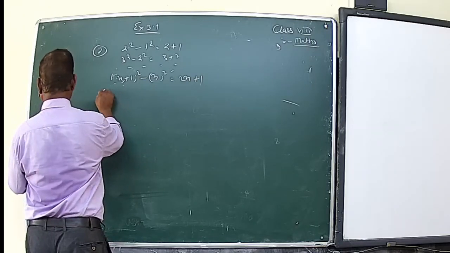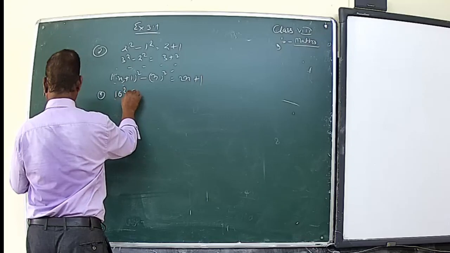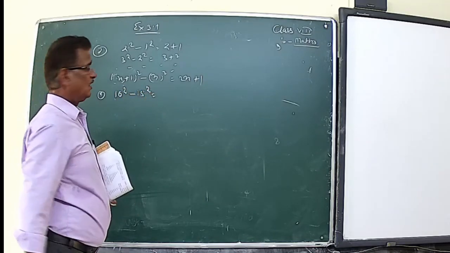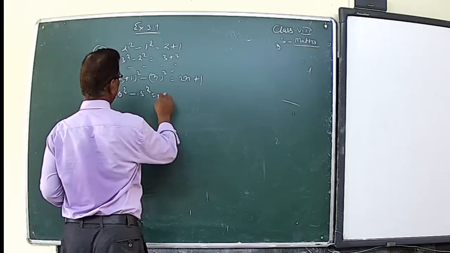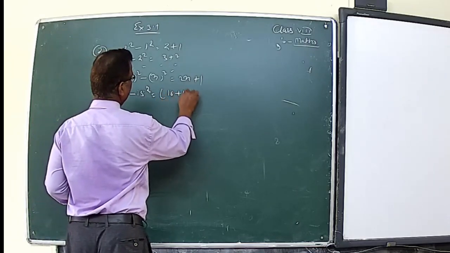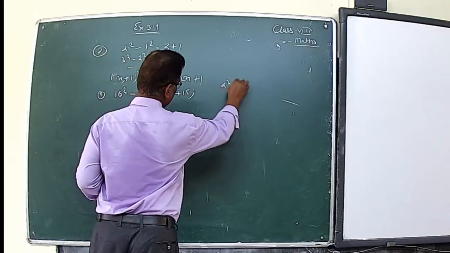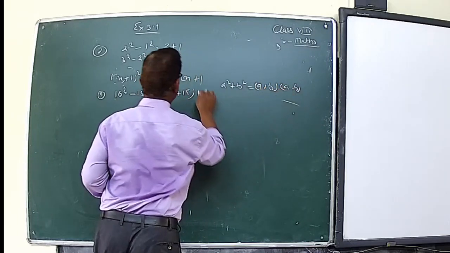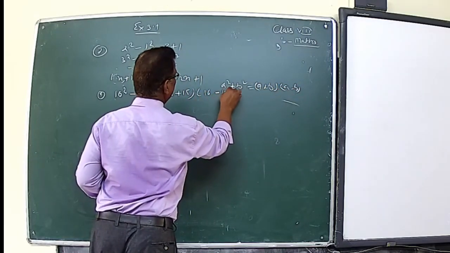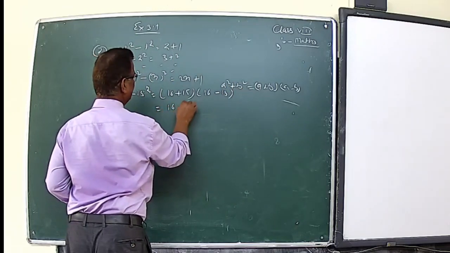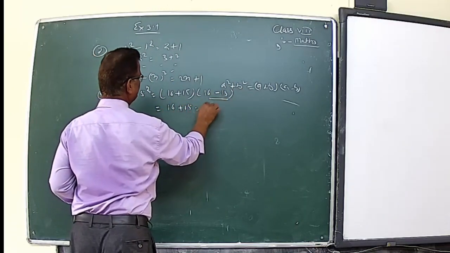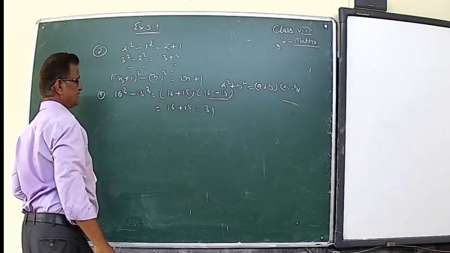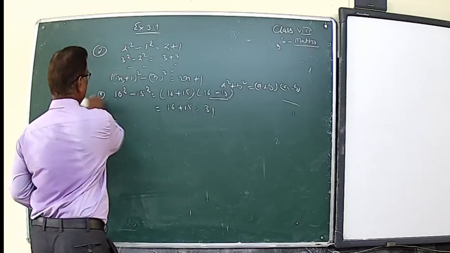The first question given is 16 squared minus 15 squared. You know that a squared minus b squared is equal to (a plus b) times (a minus b). And 16 minus 15 is 1, and 16 plus 15 is 31. Similarly, the remaining questions you can also do.